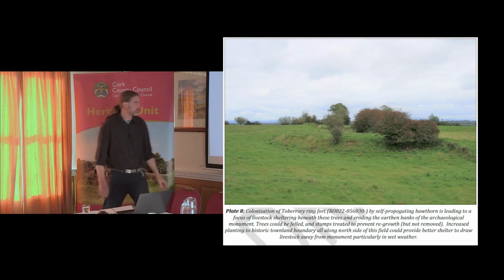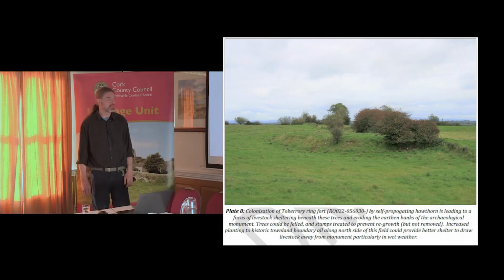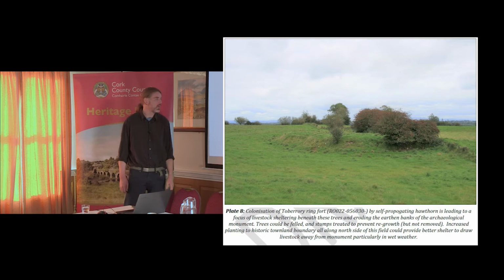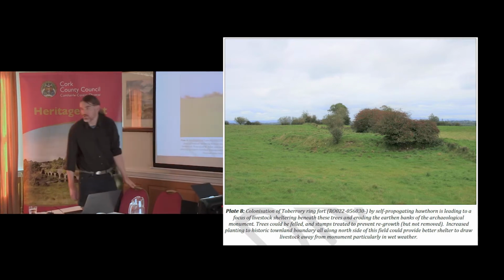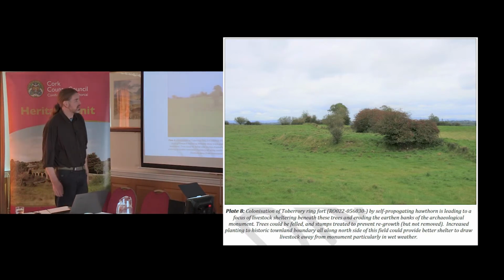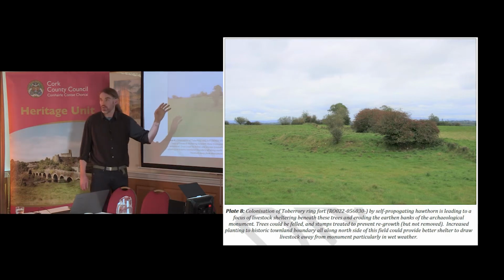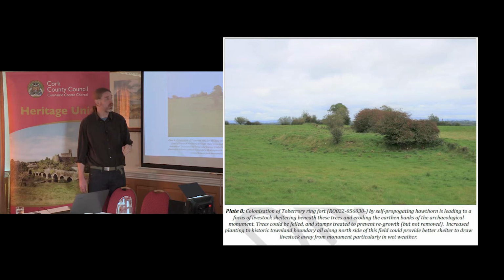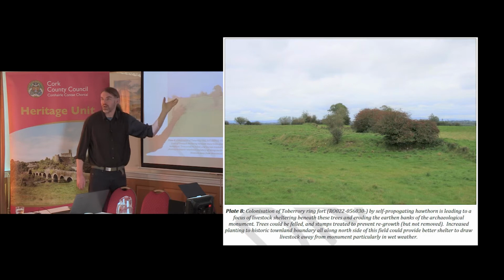So here you've got native hawthorn propagating itself on the earthwork, which is good from a wildlife and pollinator point of view, but creates areas where animals tend to shelter and congregate and cause erosion to the cultural heritage. And one suggested means of helping to alleviate this is maybe, under care, remove the hawthorn from here, but plant it along this hedgerow.